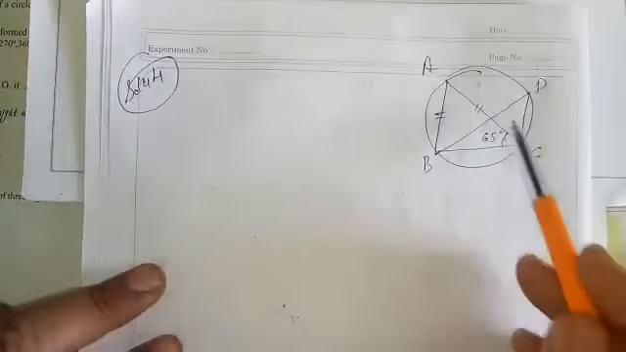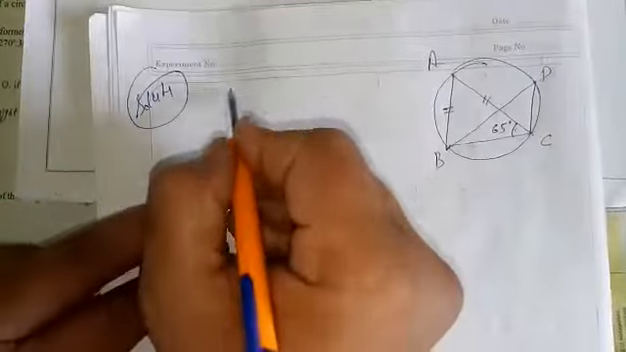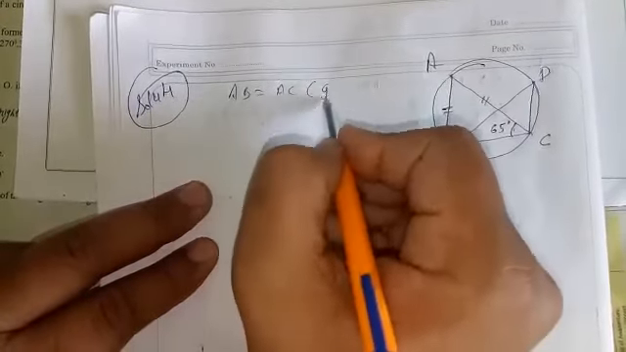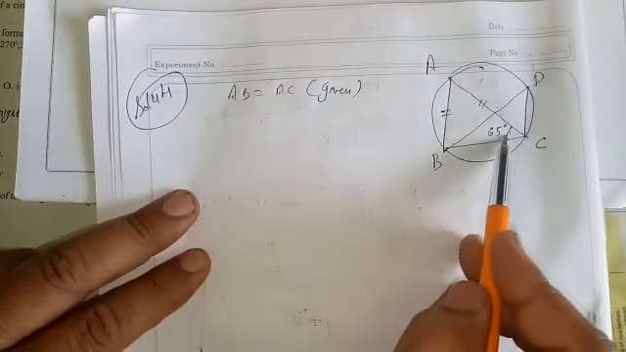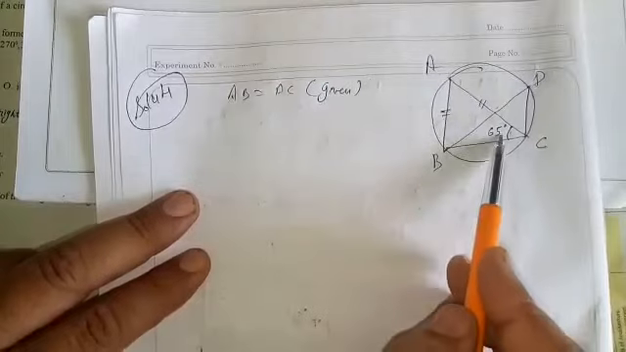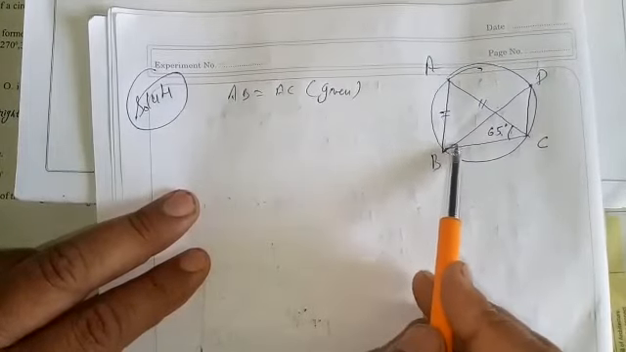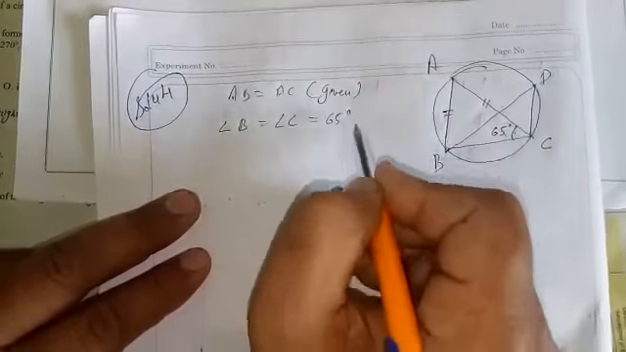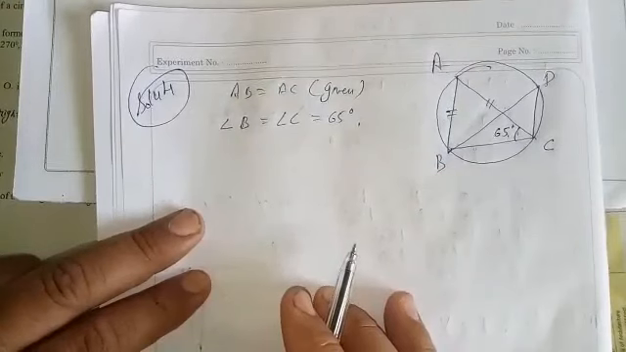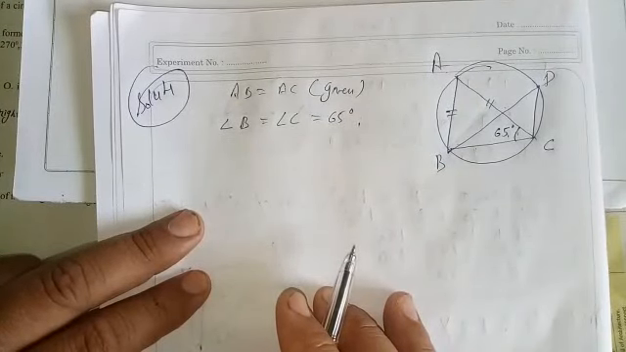Question number 4. In the given figure, AB equals AC. Angle ACB is 65. Find the measure of angle BDC. See the drawing. It is given that AB equals AC. As we know, if the opposite sides are equal, their opposite angles are also equal. This is 65, opposite to this, so the opposite angle B will also be 65. Angle B equals angle C equals 65, because the opposite angles of an equilateral triangle are equal.